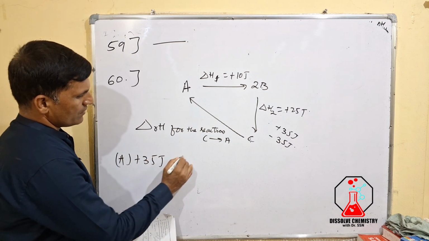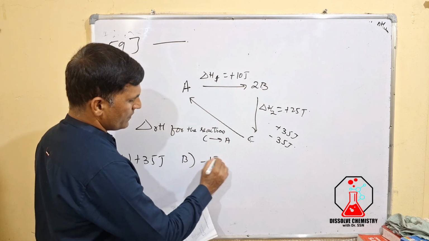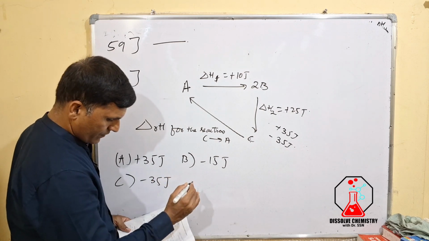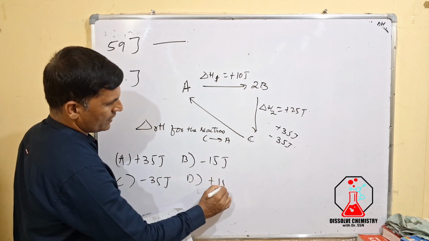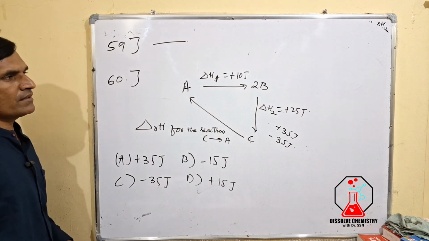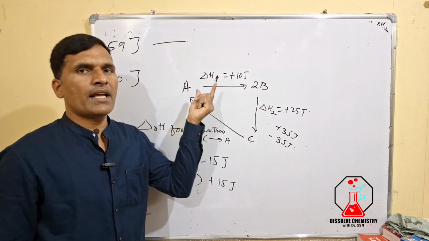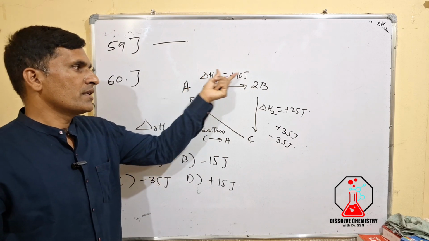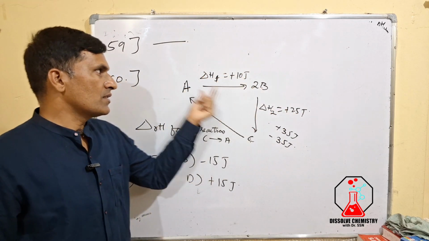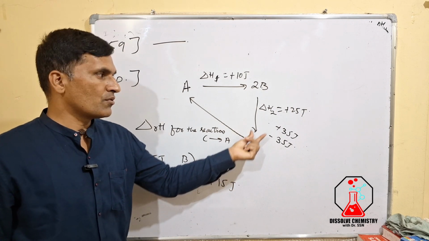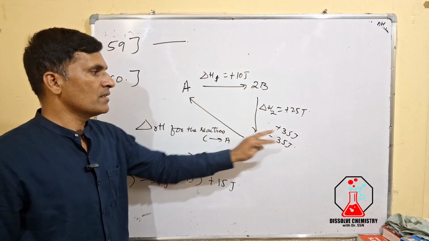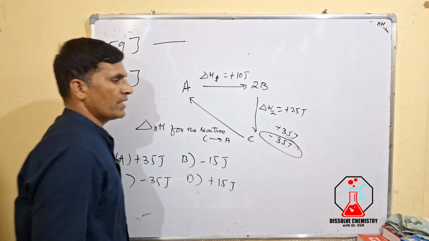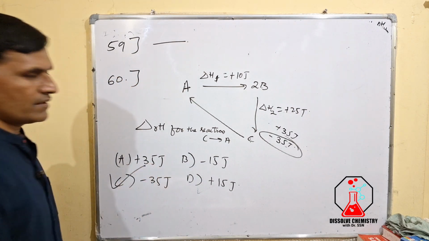A, plus 35 joules, B, minus 15 joules, C, minus 35 joules, D, plus 15 joules. Okay, your right option is by Hess's law. What it says, either you bring the reaction in single step or in multiple steps, the change in enthalpy of the reaction will be the same. So therefore 10 plus 25, it will be 35. So directly A to C, if you prepare, then it should be plus 35, but we are preparing C to A, which means the sign of the enthalpy of reaction will change. So therefore your enthalpy of reaction is minus 35 joules, and your right option is C.